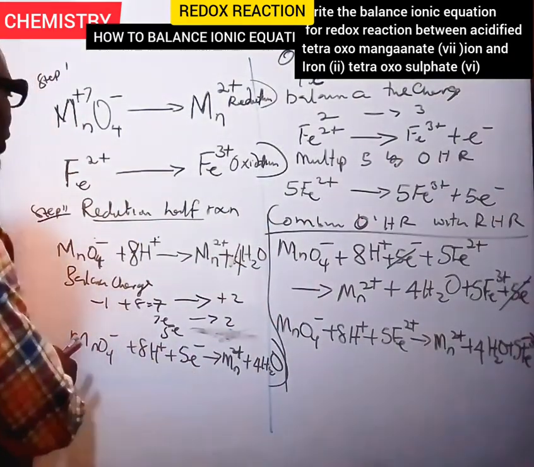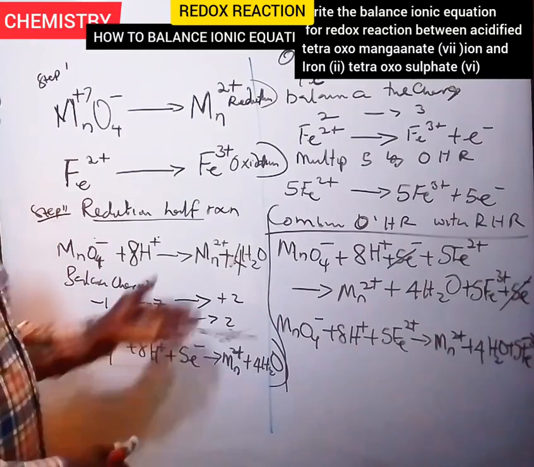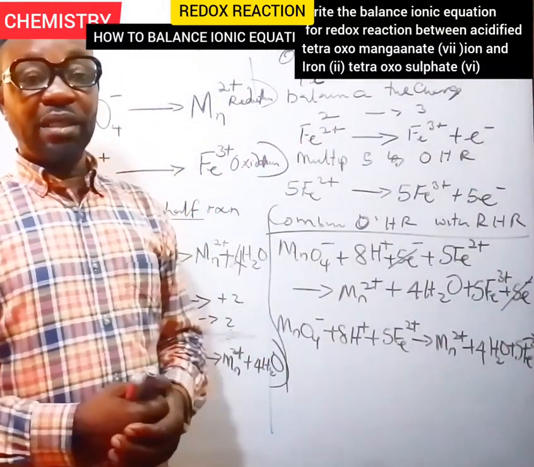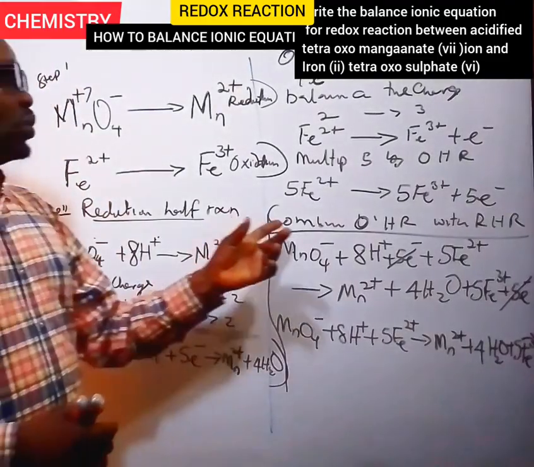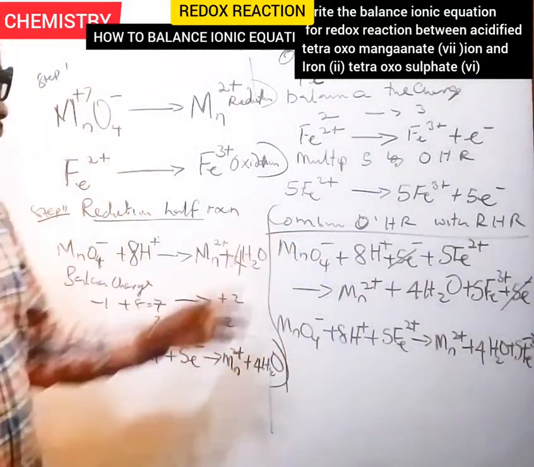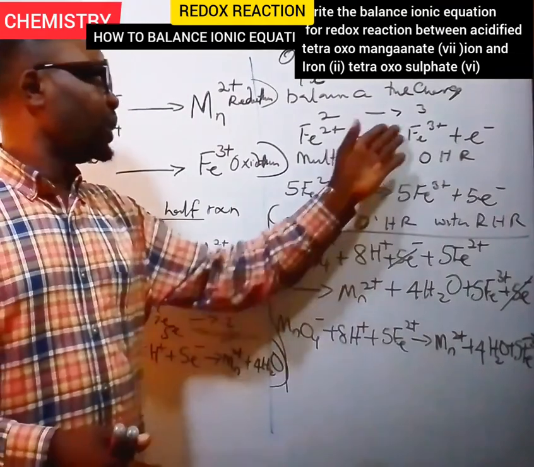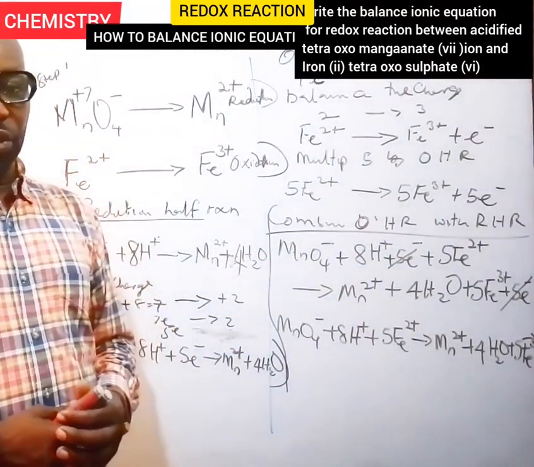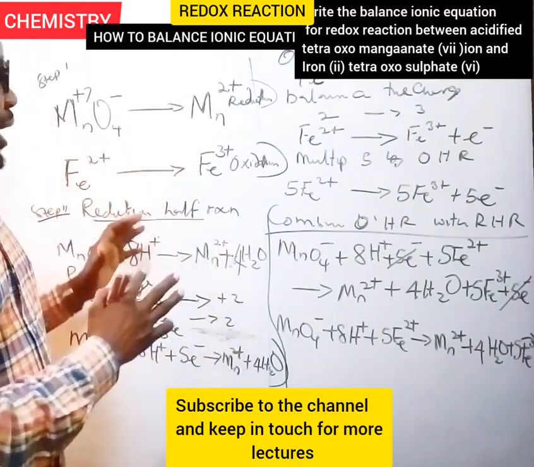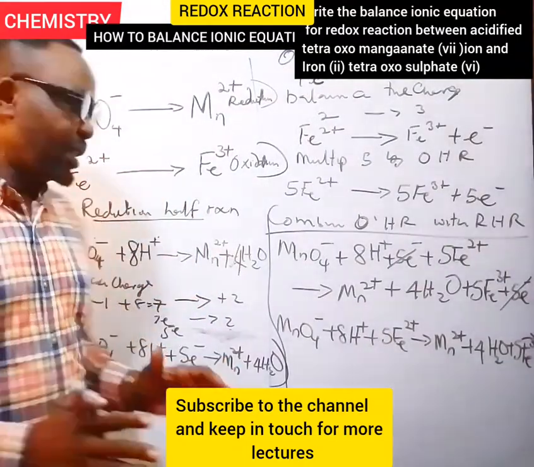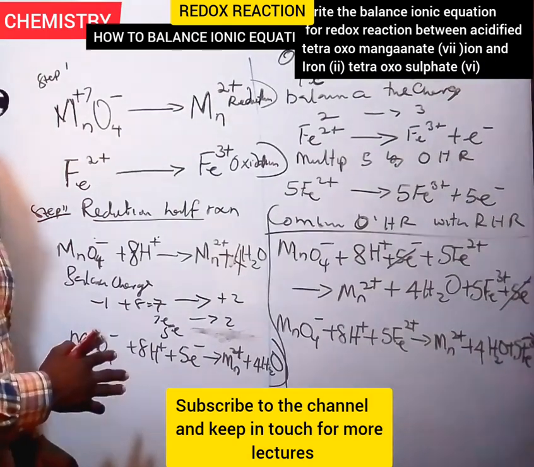Everything at the reactant of the reduction half reaction, you add to everything at the reactant side of the oxidation half reaction, which will lead to the products of the reduction half reaction and the oxidation half reaction. So I hope you have been able to understand how to simplify the solving of this kind of question.